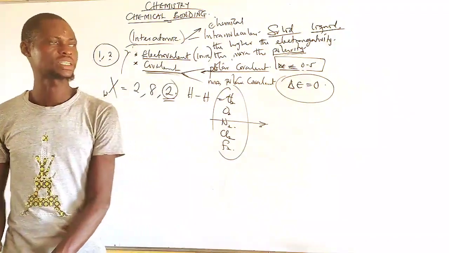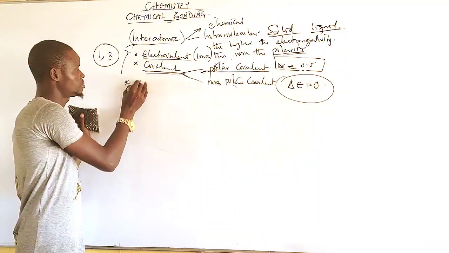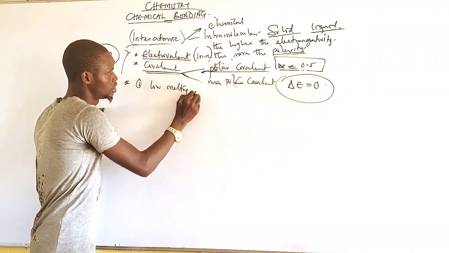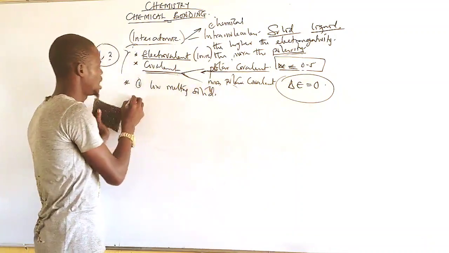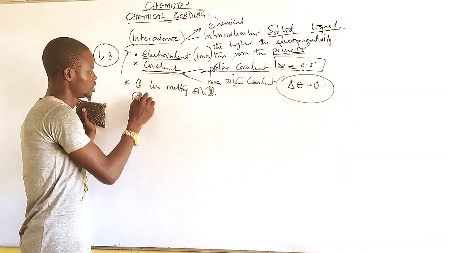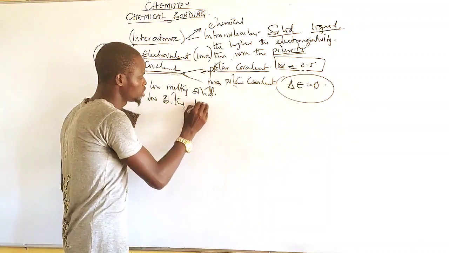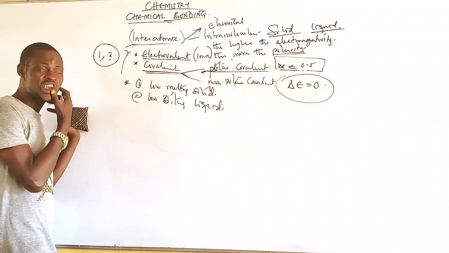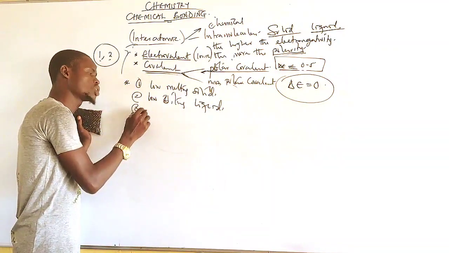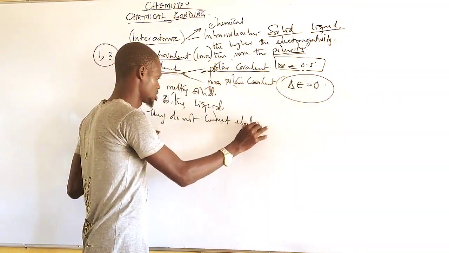Now, let me take a look at the properties of covalent bonds that we need to know. Number 1, they are low melting solids. Number 2, they have low boiling liquids, and they are volatile. Number 3, they do not conduct electricity. Are you getting me?